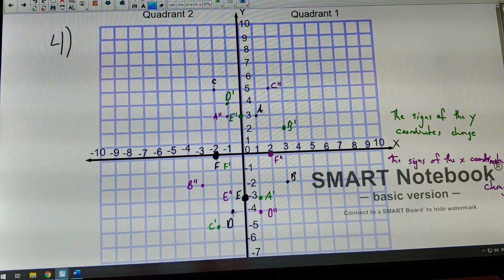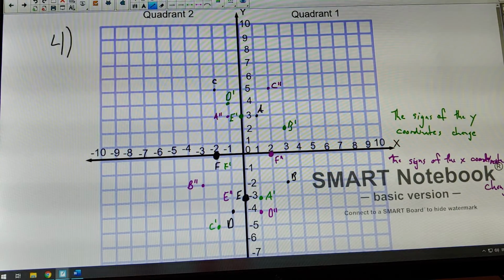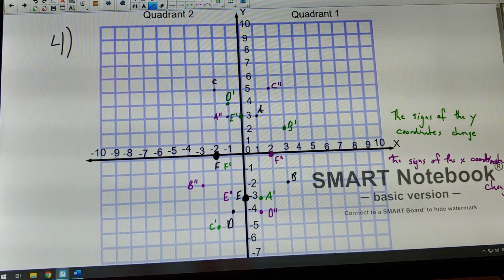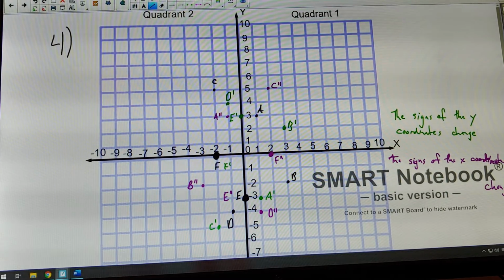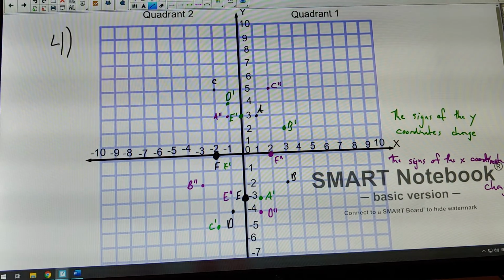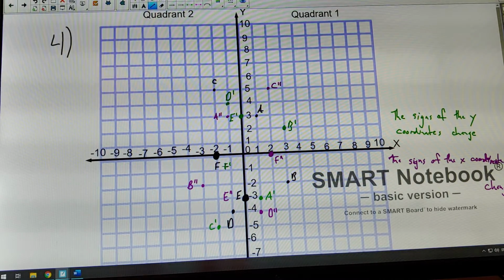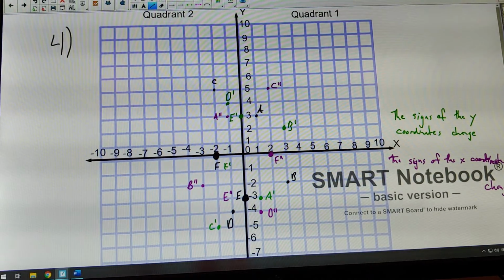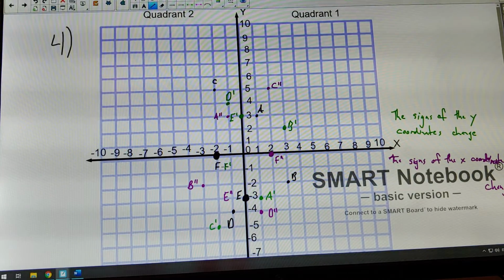D was here at -4, so it goes up to +4. E sitting at (0, -3), so E prime is (0, +3). And then F, because it's sitting right on the x-axis, doesn't end up moving at all for that reflection. So that same spot, (-2, 0), is both F and F prime.